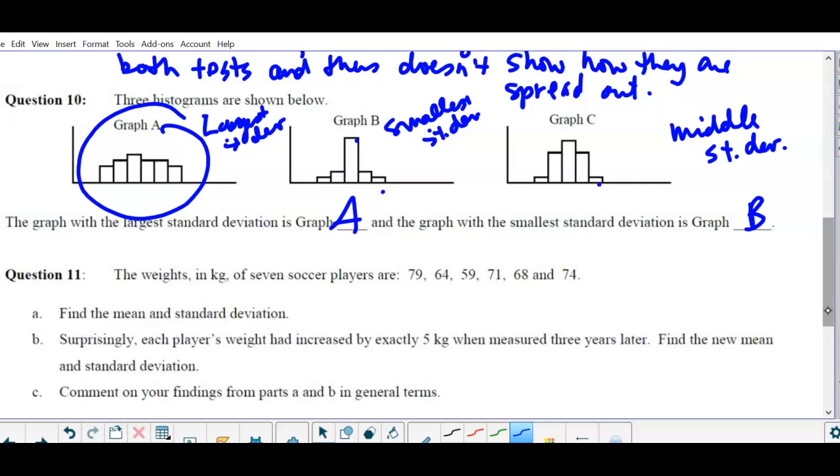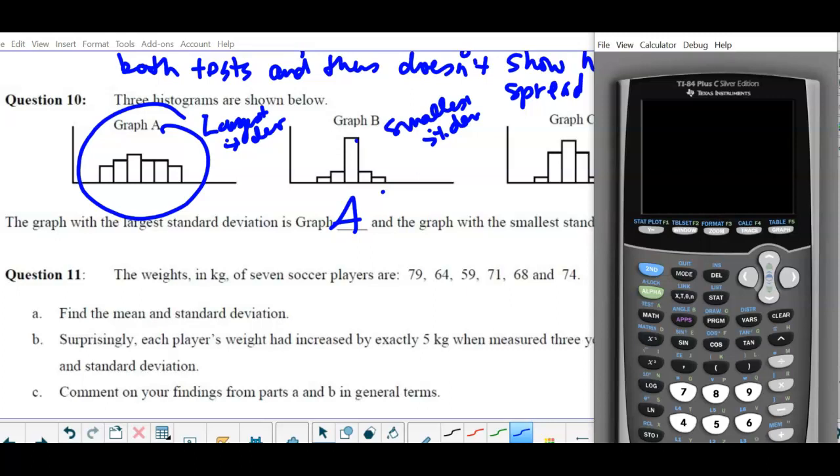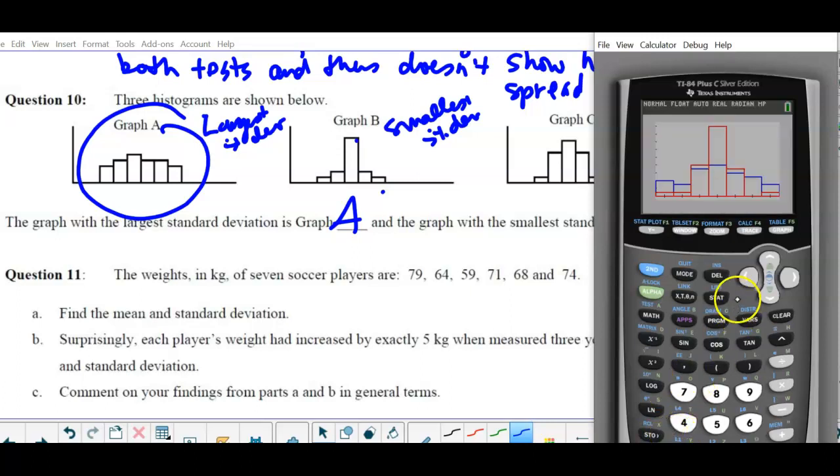Question 11 says the weights in kilograms of 7 soccer players are given there. Find the mean and standard deviation. So if you want to, you can enter it into a chart, or you can just add them up. Oh, actually, it's standard deviation, so we do have to enter it because we're not going through that whole calculation by hand again. Okay, so I'm going to go back and clear mine because I know that we don't need them. But if you don't want to clear, maybe I'll just do it in L4 and L5.